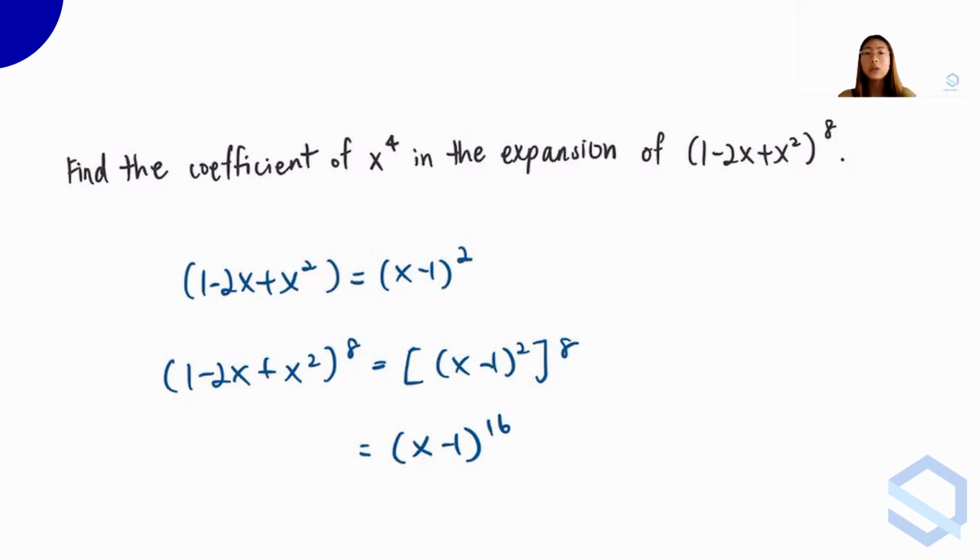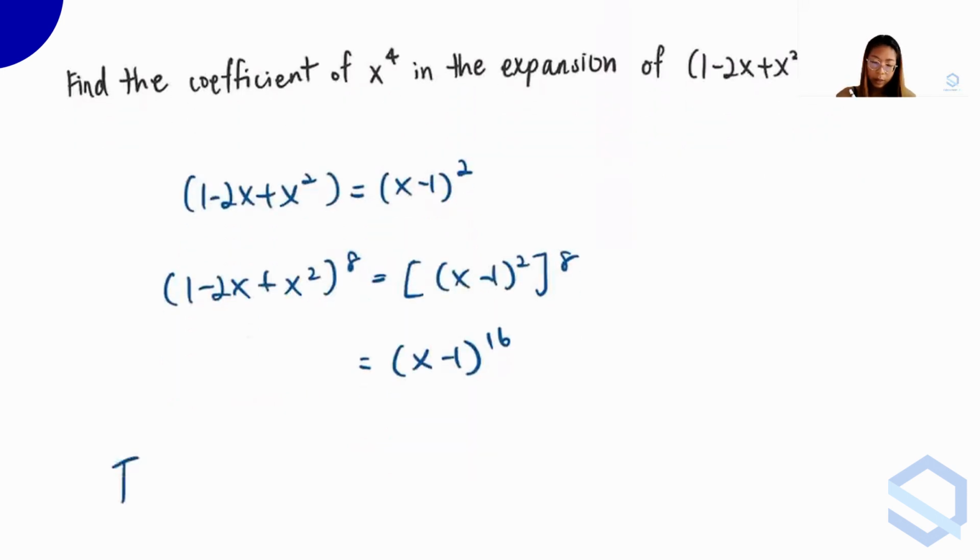And how we usually do this is that we find the general term. So the general term will be T r plus 1. So general term of any binomial expansion would be this. And we apply the formula, so 16 choose r multiplied by x to the power of 16 minus r and negative 1 to the power of r.